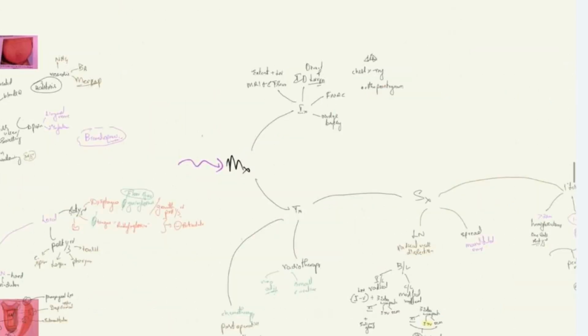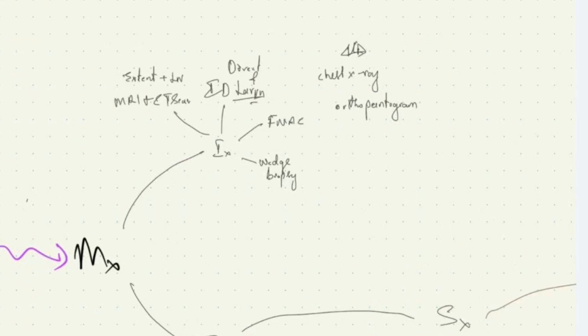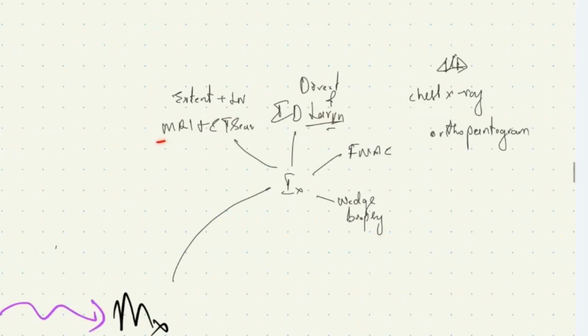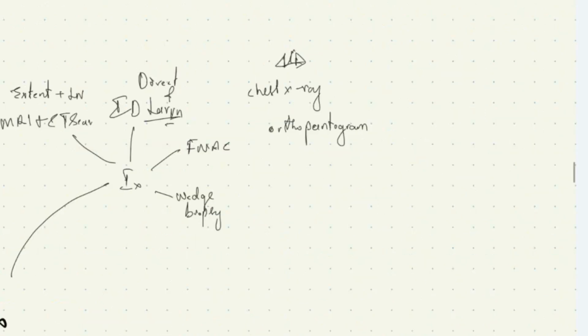Now, how do we manage these patients? We have investigation and treatment. Under investigation, we perform wedge biopsy, where we see the keratin pearls and malignant cells. We can do FNAC of lymph nodes to see the involvement of lymph nodes. We can do direct or indirect laryngoscopy to look for spread to larynx. We can do MRI and CT scan to look for extent of local disease and lymph node involvement. And also, we should do chest X-ray to look whether the patient has bronchopneumonia. We can do orthopantomogram to look for mandibular involvement.